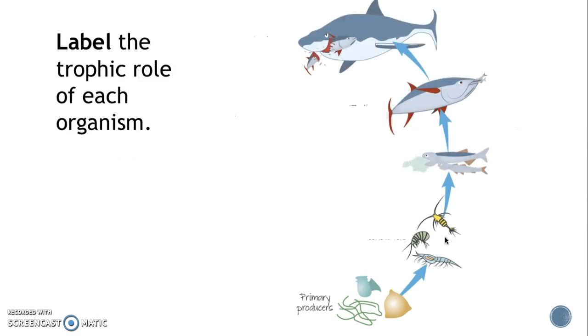Next, practice on labeling. Pause and give it a shot. We're starting with our primary producers, which are supposed to be our phytoplankton. Then we're here with our zooplankton. Pause and try and label.